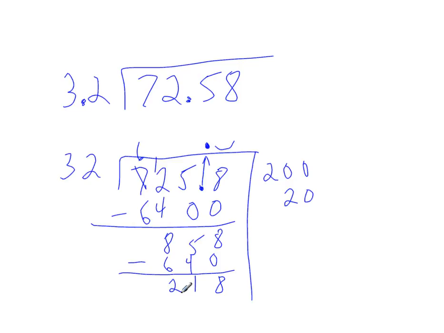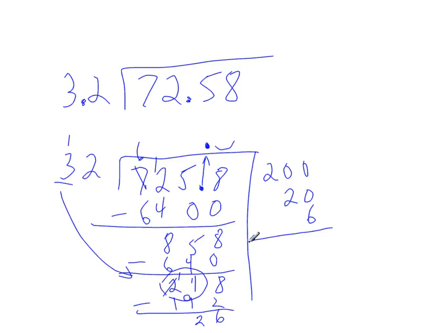I know 32 times 10 is 320, but I know 3 goes into 21 7 times. So I'm going to guess probably maybe 6 times. Let's try it. 6 times 2 is 12. Put the 1 up there, it's 18, 19. And well, it worked. Let's subtract. I get a remainder of 26. So 32 doesn't go into 26. So I get a total of 226 with a remainder of 26 over 32.